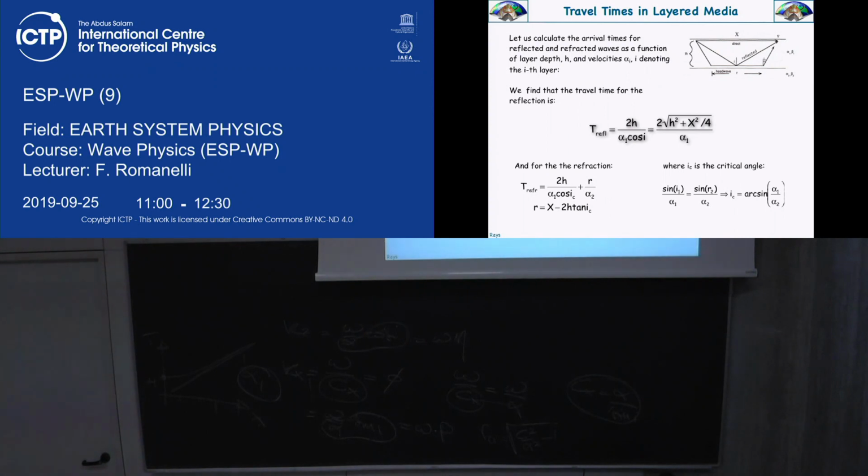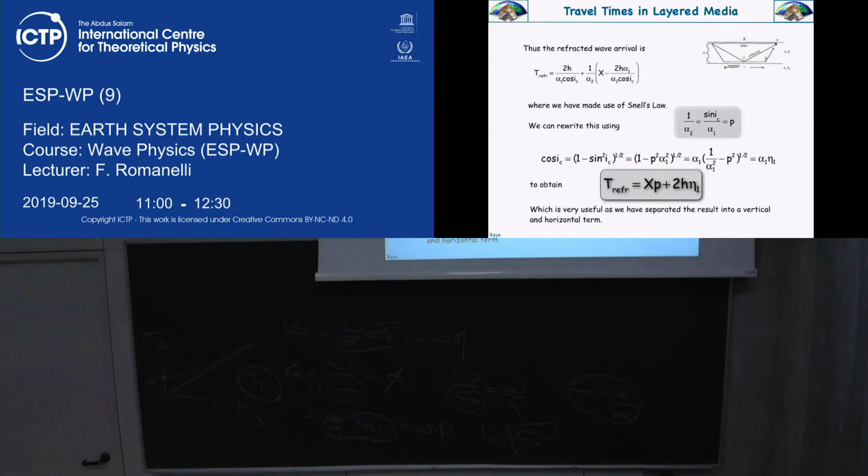Well, by definition, the critical angle will be the angle for which the refracted angle will be 90. It's by definition. So critical angle will be the one for which this is 1. Critical angle is nothing else than the inverse of the sine of this ratio. If alpha 2 is less than alpha 1, there is no critical angle. Okay? Good. Now we can rewrite the arrival time of the refracted angle in this way here. We have just used Snell's law.